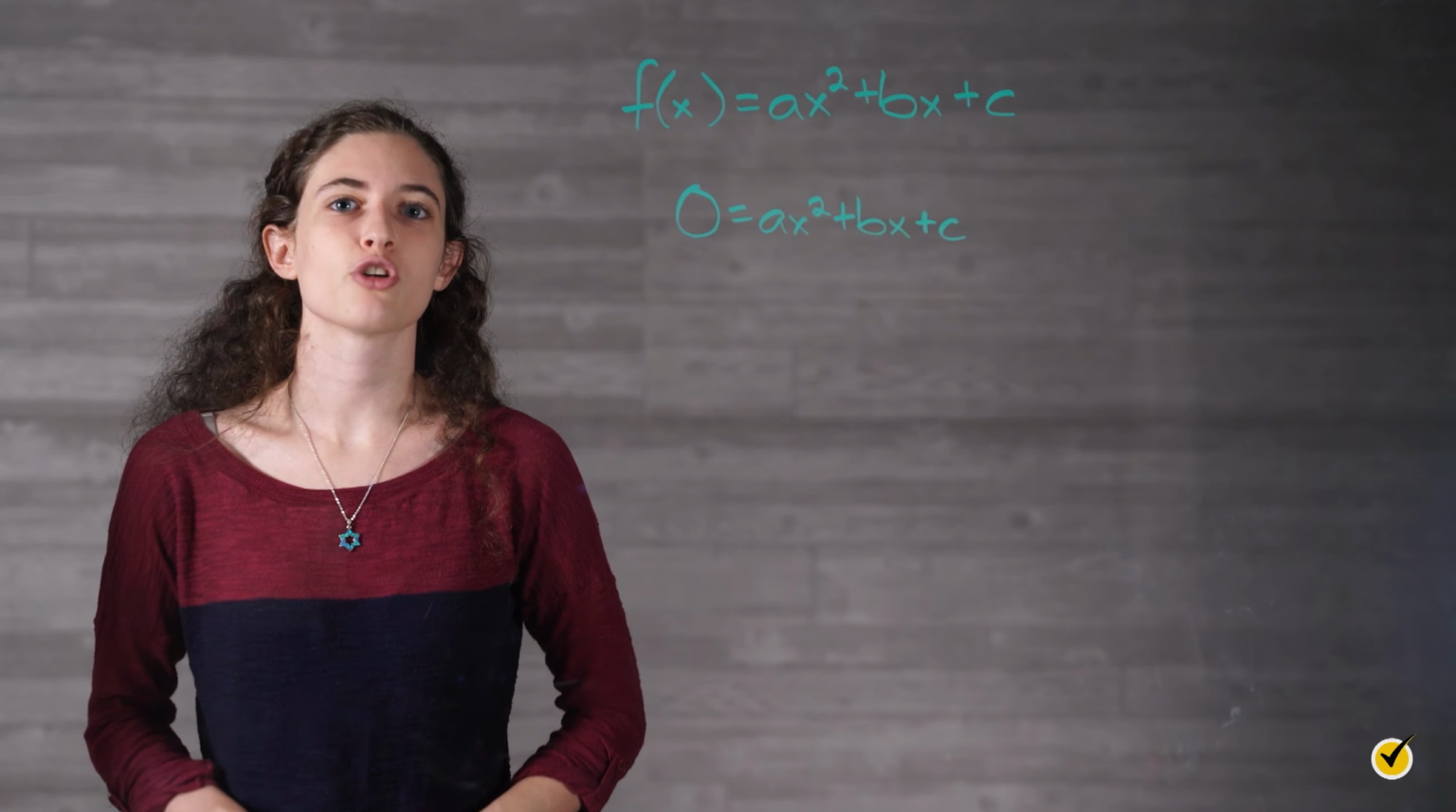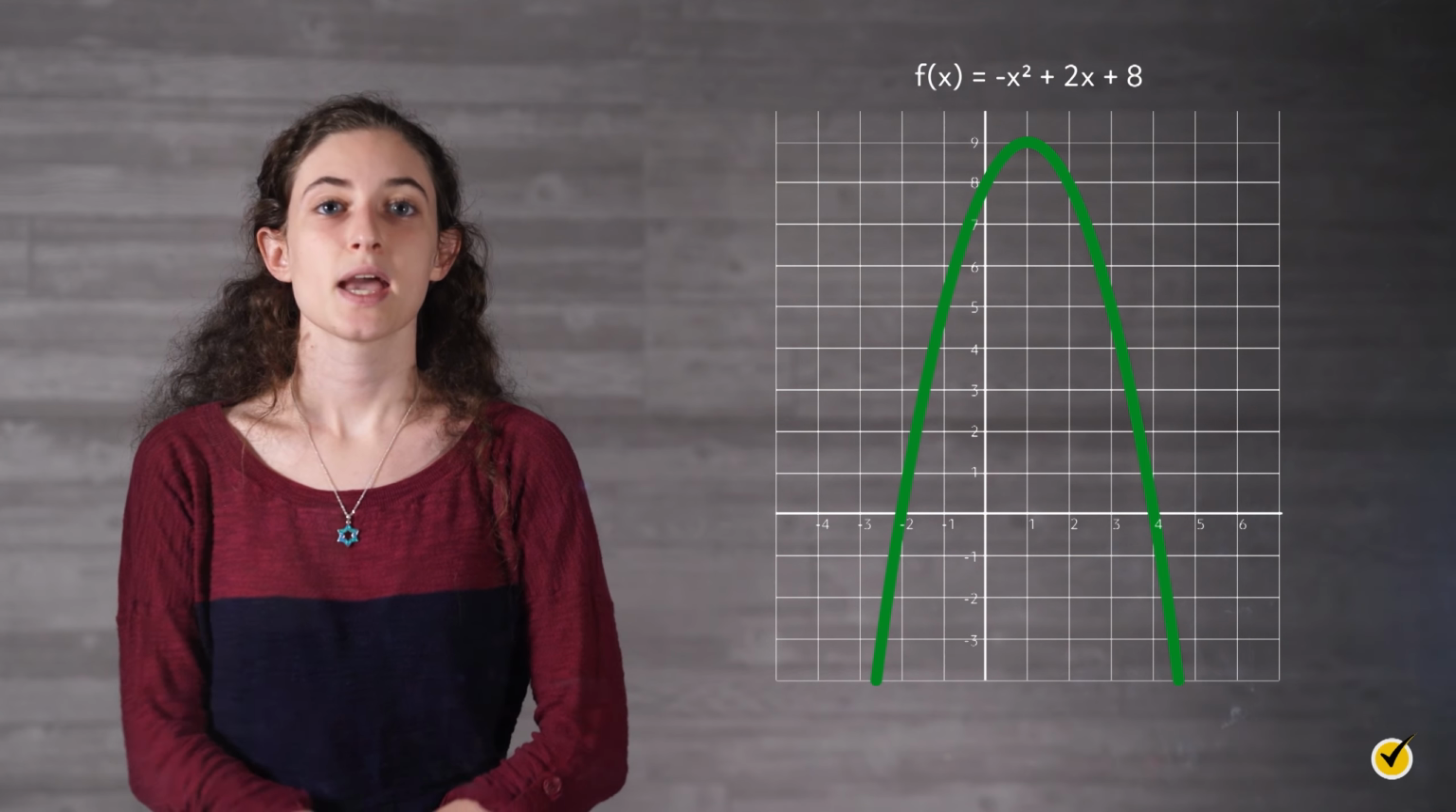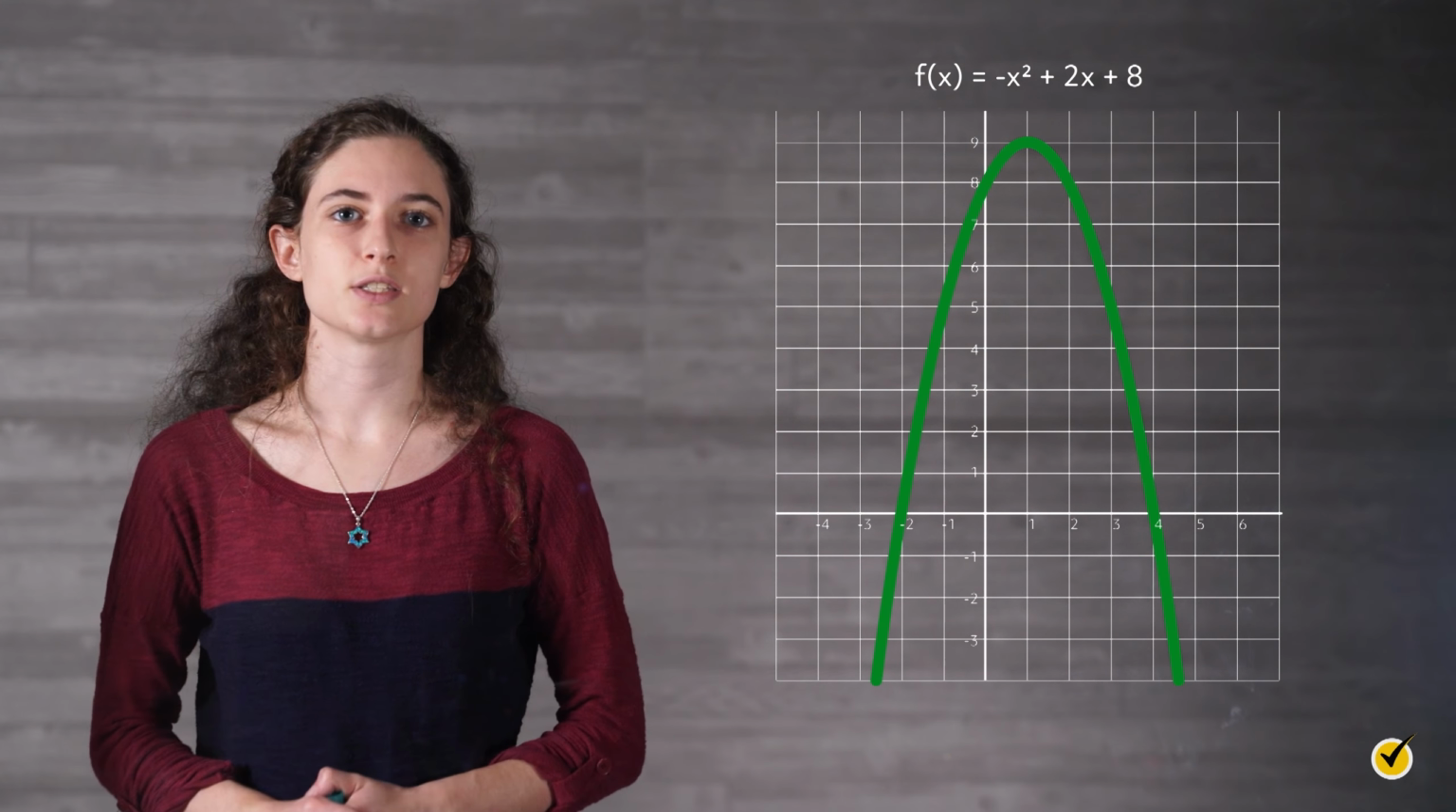This is the function f of x equals negative x squared plus 2x plus 8. Every point on the graph satisfies this equation.